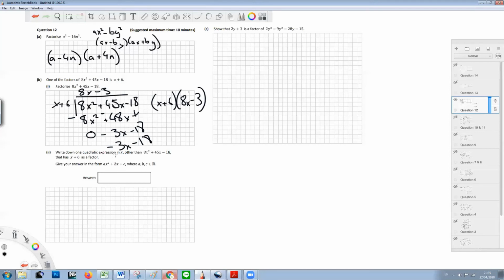Write down one quadratic expression in x other than this that has a factor of x plus 6. So it just basically means write down a quadratic expression in x other than that. So we'll say x plus 6. Well, I know that I'll just put in some other factor. So I'll just call it x plus 1. And it's going to give me x squared plus, that's x by x, and then 6 by x, and then 6 by 1. It's going to be x squared plus 7x plus 6, and then it's asked me to give it in the form ax squared plus bx plus c. So this will be your equation. You could have picked anything for this. You could pick 2x plus 7, anything you wanted. X plus 1 is obviously the easiest one to do.